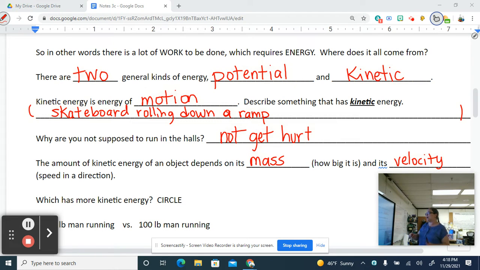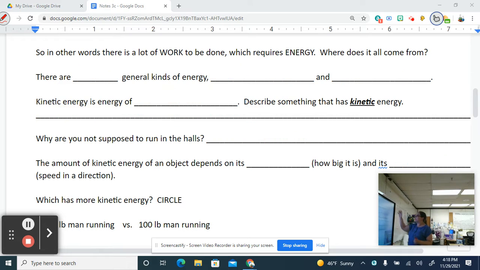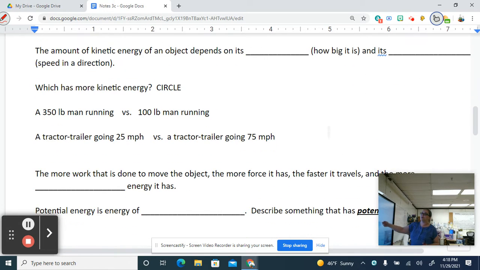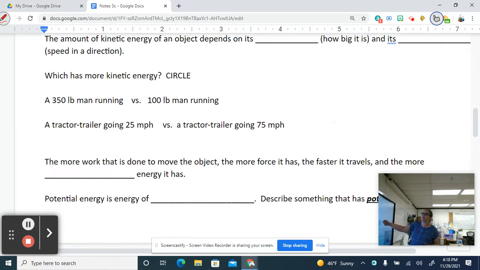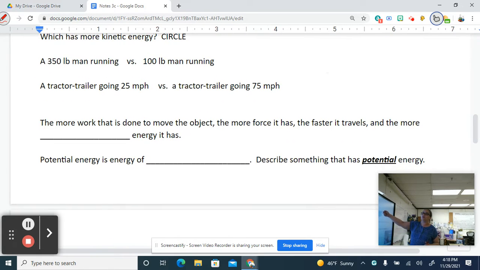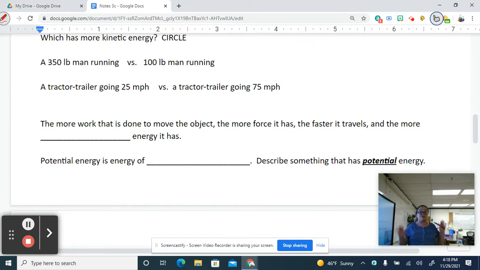Think about it. If you had a narrow little hallway that you had to stand in the middle of, and there were two men running at you, and one was 350 pounds and one was 100 pounds, and they're running at the same speed, and you're going to get hit by one of them, who are you going to stand in front of? Right, you're going to stand in front of the 100-pound man because he's got less mass, so he's going to be less likely to hurt you. That guy is going to hurt you.